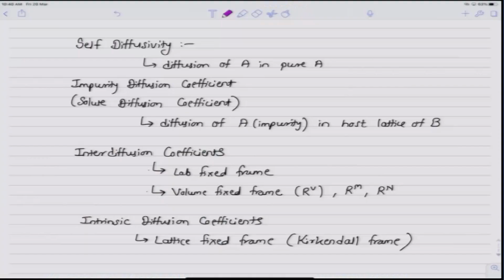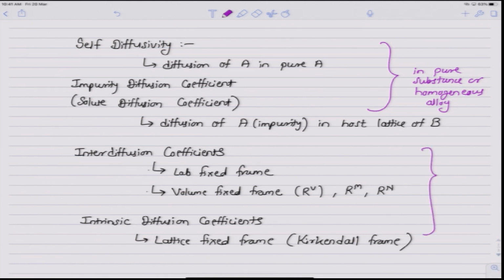Okay. So, these are various types of diffusion coefficients that we typically encounter. So, again the self and impurity coefficients basically characterize the diffusion in a pure substance or in a homogeneous alloy. And the interdiffusion and intrinsic diffusion coefficients, they characterize the diffusion behavior of different components when there are concentration gradients present.